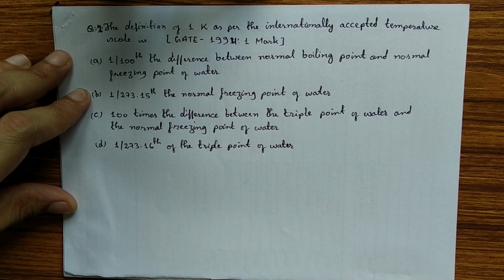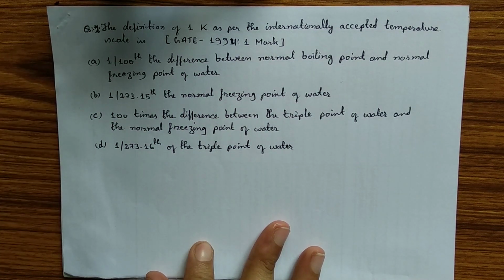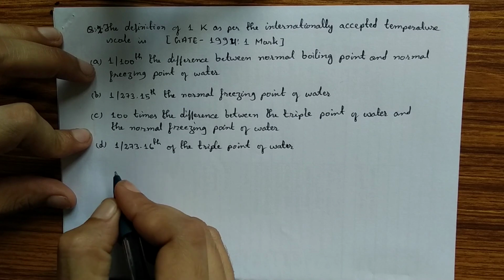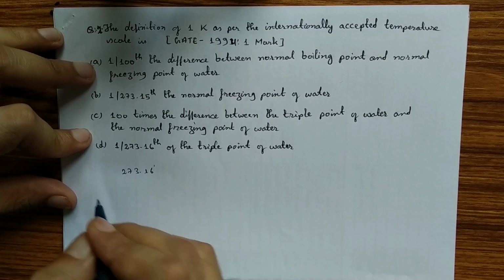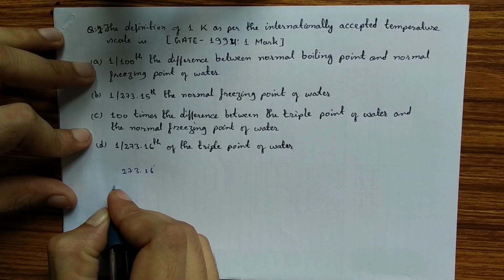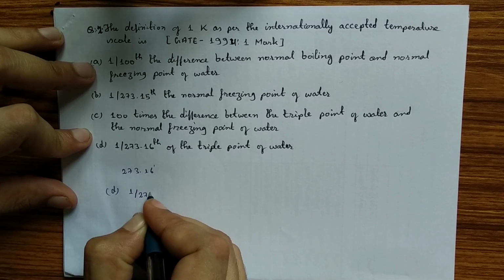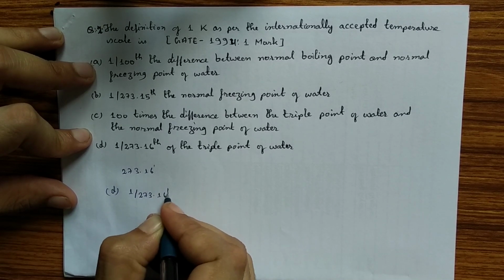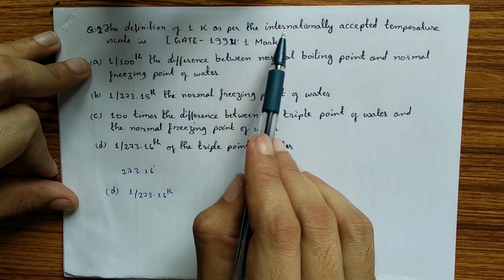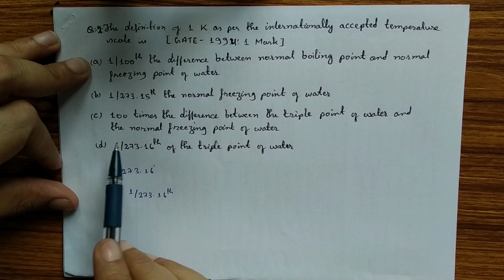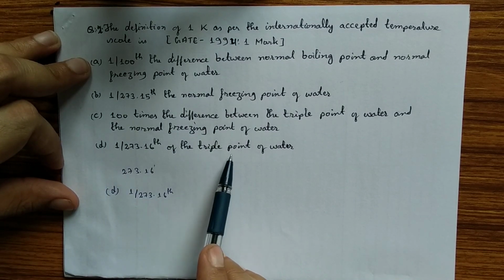So we have earlier seen that the value corresponding to the triple point of water is 273.16. So the answer is D, that is 1 by 273.16. That is, the definition of 1 Kelvin as per the internationally accepted temperature scale is 1 by 273.16 of the triple point of water.